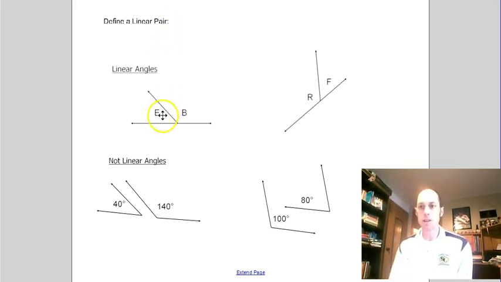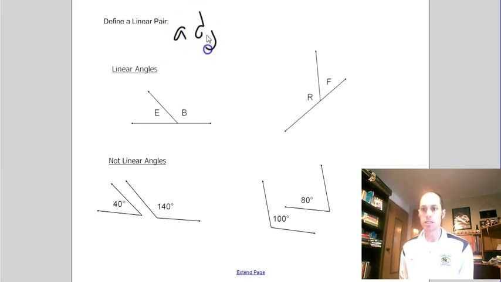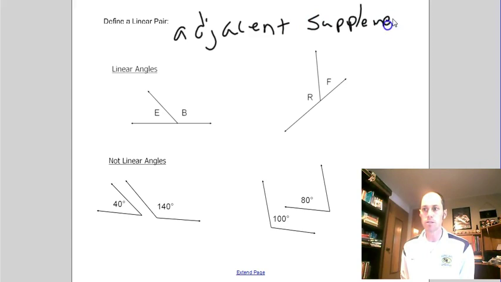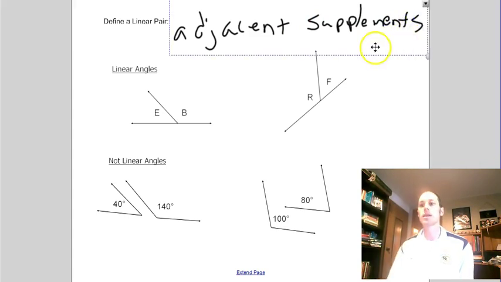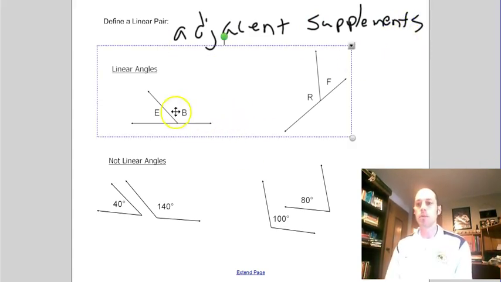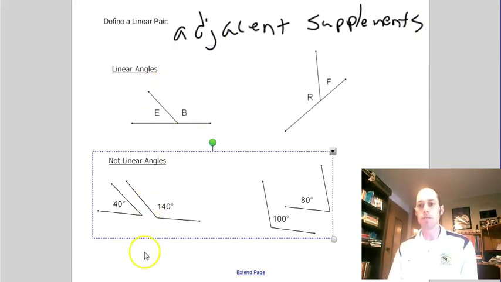So linear pair, hopefully you noticed, these are supplementary, and these are supplementary. So a linear pair is a set of supplementary angles, but what makes them unique is that these supplementary angles are also adjacent. Okay, so we can define these as adjacent supplementary angles. Okay, so adjacent supplements. They equal 180, but they share a common ray and vertex.